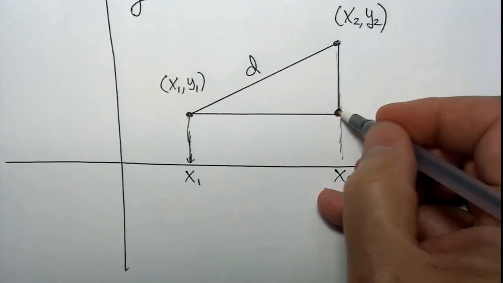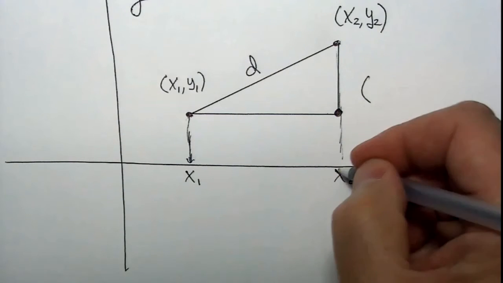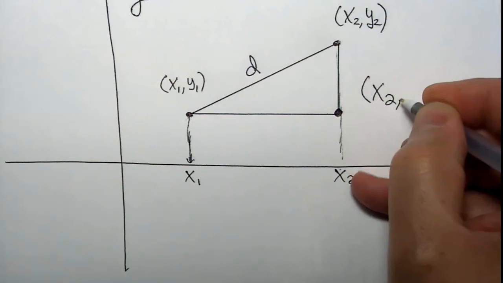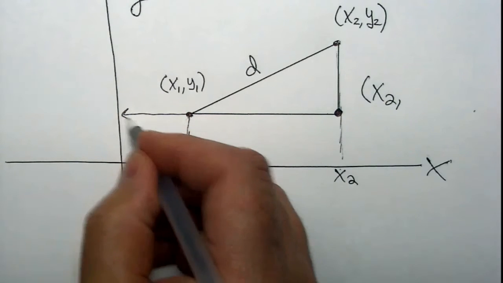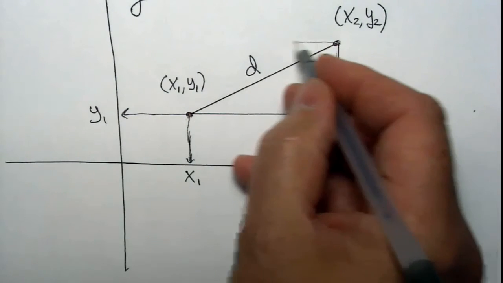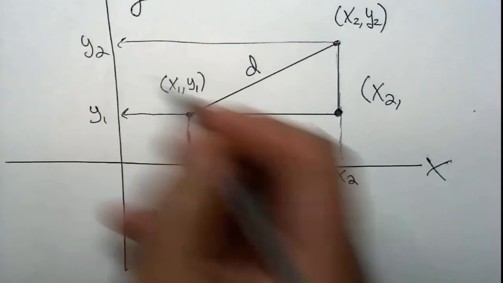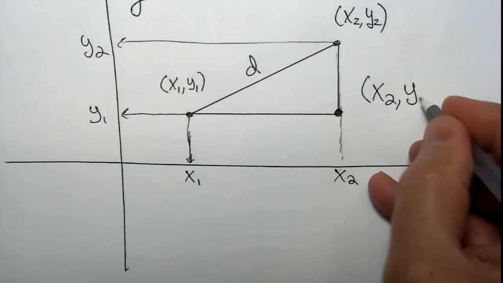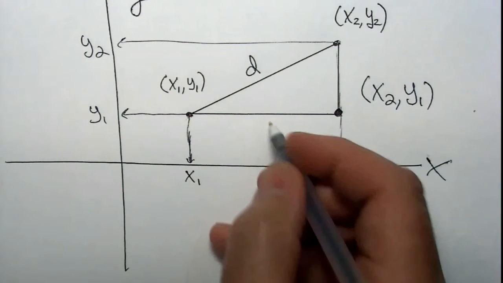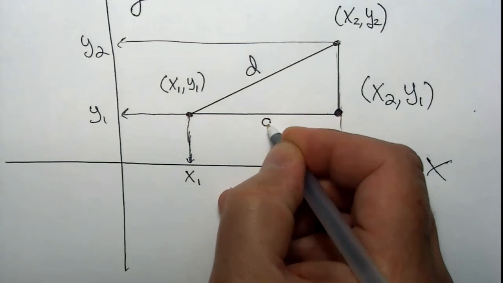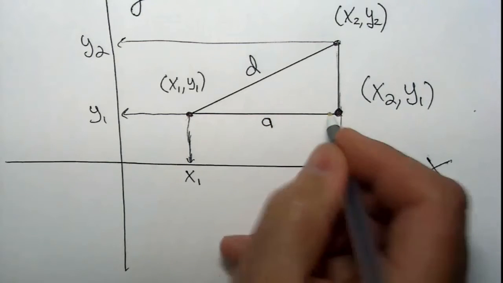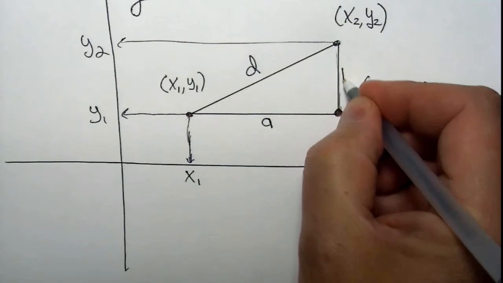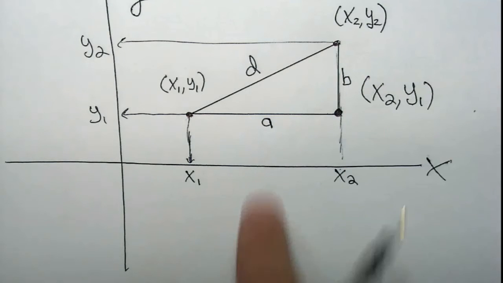In fact, I can even label this point because I see my x2 value there. And if we look across, this must be y1. And if we look across up here, this must be y2. So this coordinate here must be x2, comma, y1. And so if we could get the distance of this line segment and the distance of this line segment or measurement, I bet you we could get the measurement of our distance between our 2 points.